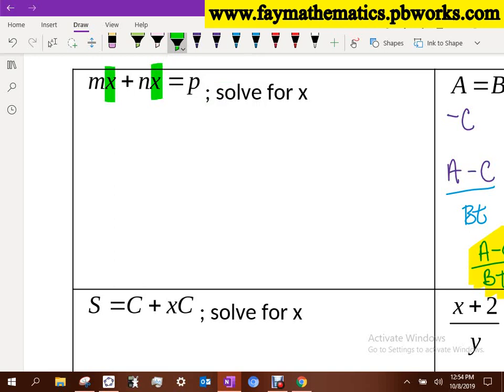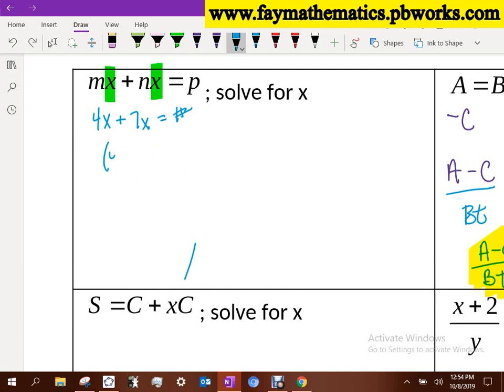But think about this. m and n and p are just numbers, correct? So if they're just numbers, give me a number for m. 4? Give me a number for n. And I don't care what p is. But what would you do if it was 4x plus 7x? 11. That gives you 11x. How'd you get 11? You took the 4 and the 7, added those together and got 11, and then multiplied that by the x, right? Okay.